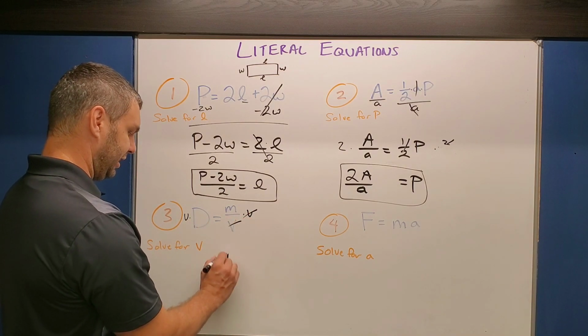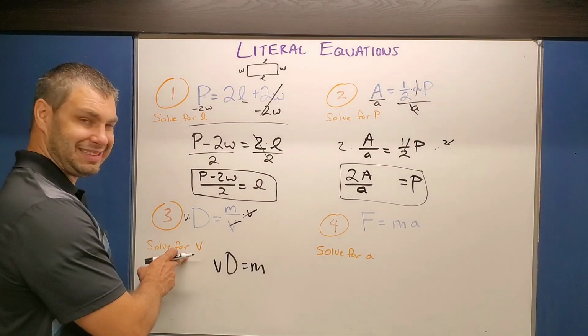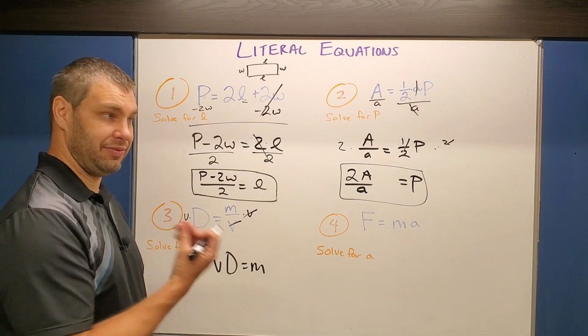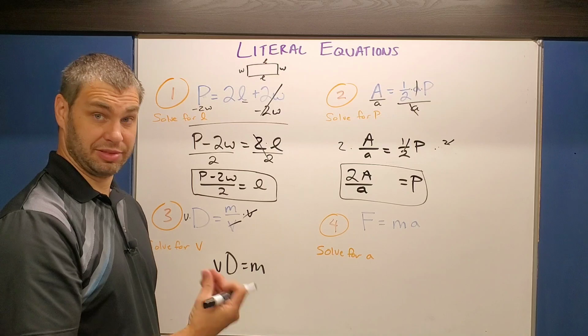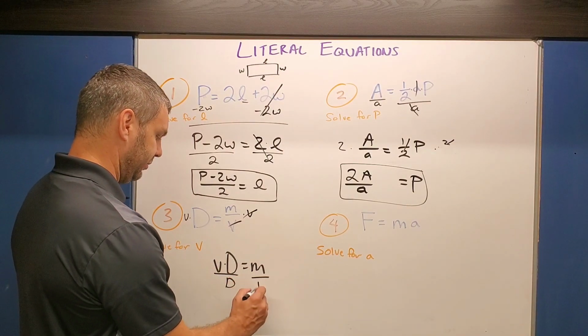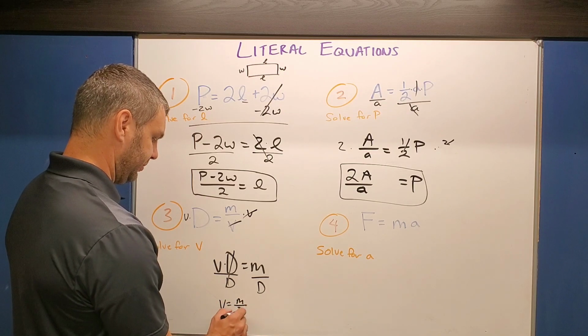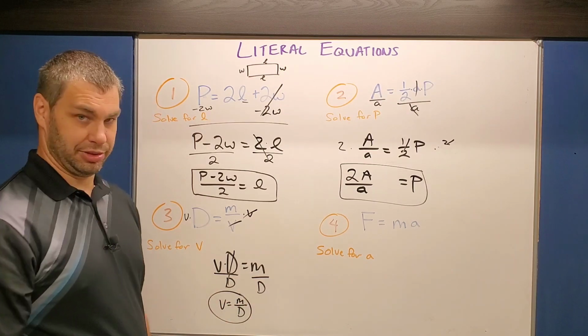So now I have V times D equals M, but the V is still not by itself. Our whole goal is to get the letter that we're solving for by itself, to get it isolated. So it's being multiplied. Now I can divide by D, and when I do that, now it's by itself. So this one actually took 2 steps, and V equals M over D.